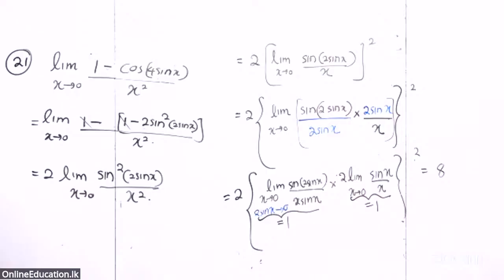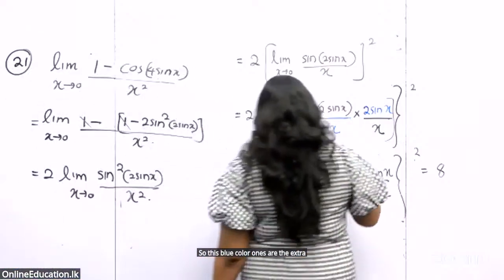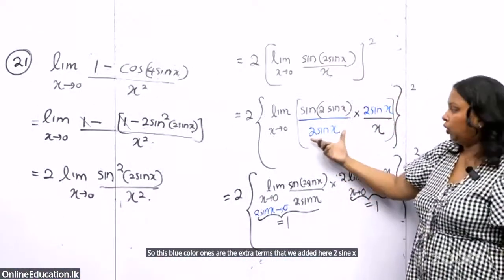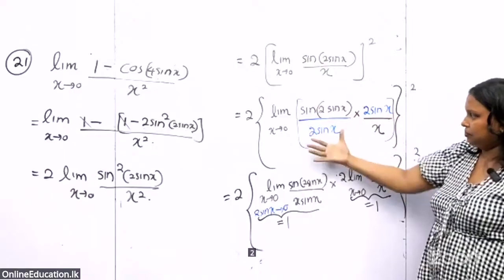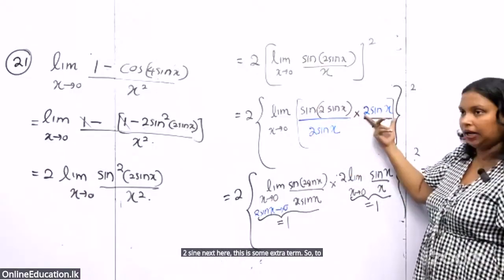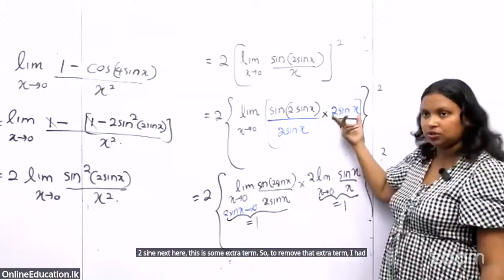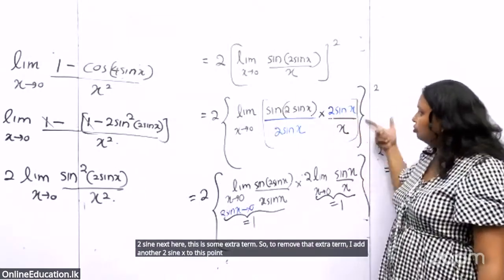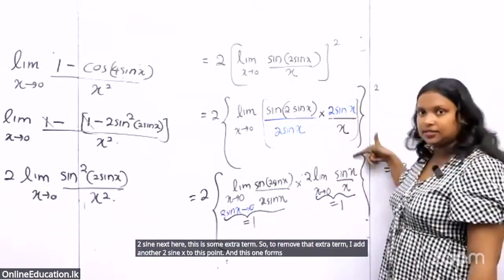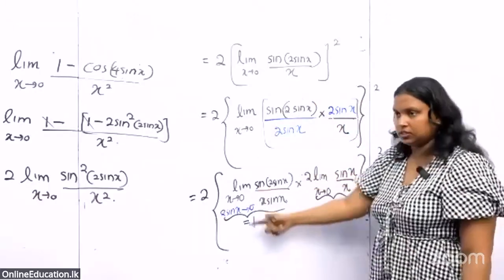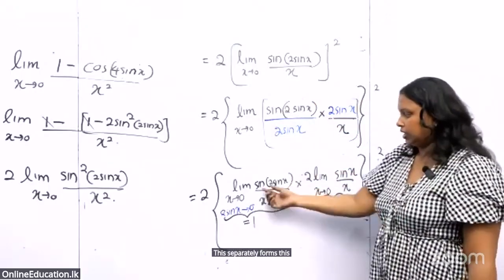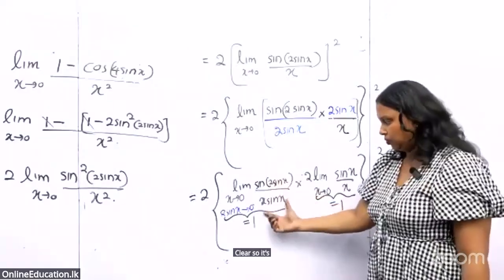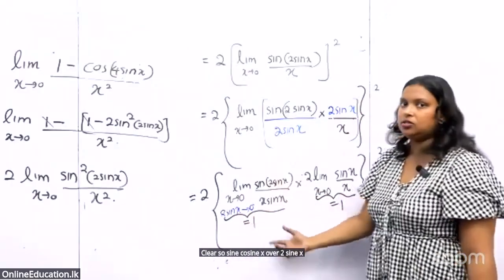So these blue color ones are the extra terms that we added here. 2 sin x, 2 sin x here. This is some extra term. So to remove that extra term, I add another 2 sin x to this point. And this one forms this. This separately forms this. Clear? So it's sine 2 sin x over 2 sin x and 2 sin x tends to 0.